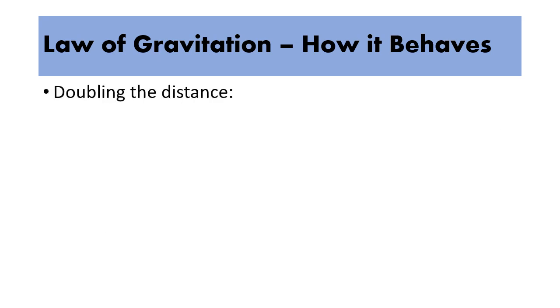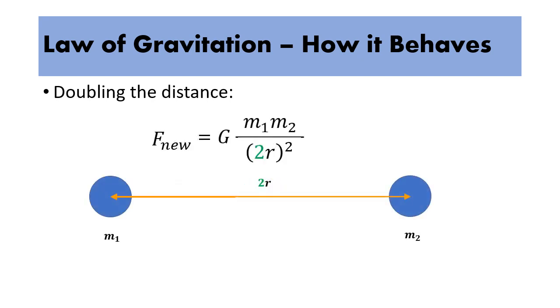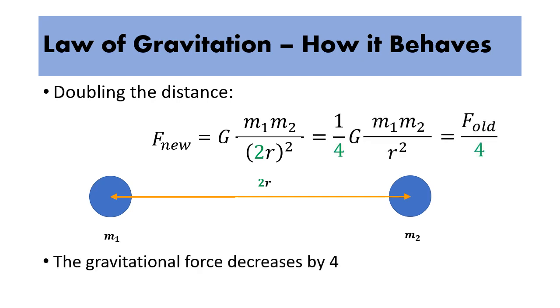Now let's see the impact of doubling the distance. We again start with the original formulation. If we double the distance, notice that this change will be squared in the denominator. Thus, the magnitude of the gravitational force decreases by a factor of 4, not 2. So a change in distance results in a larger change in the gravitational force than a change in mass by the same amount.